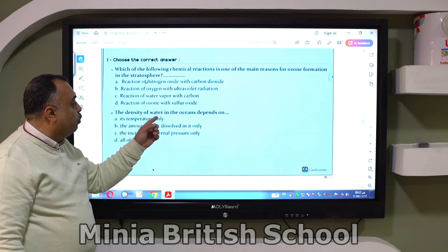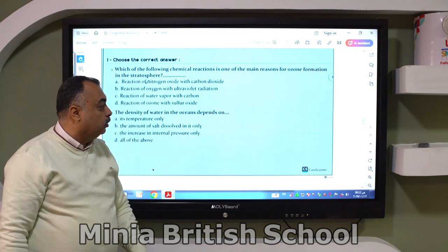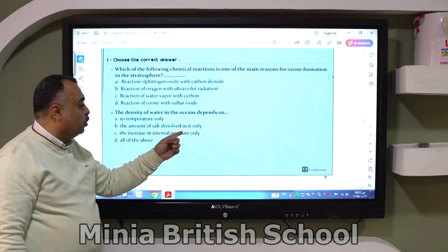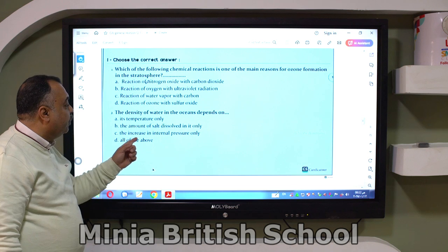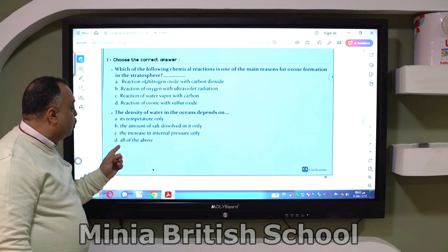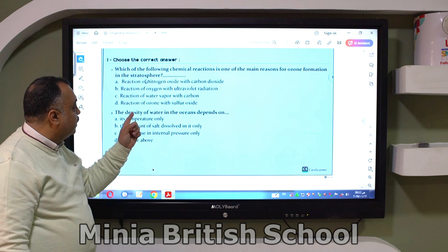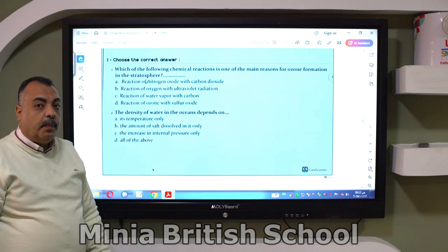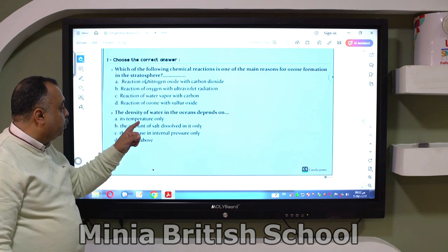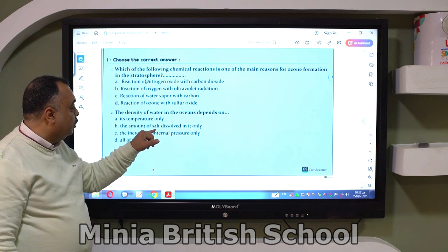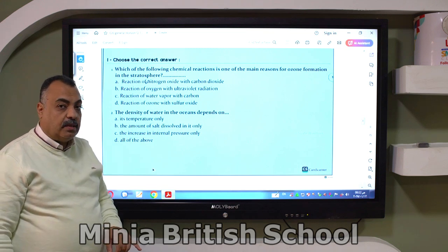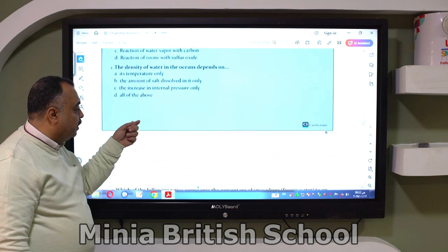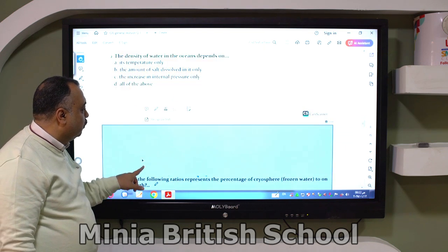The density of water in the oceans depends on its temperature only, the amount of salt dissolved in it only, the increase in the internal pressure only, or all the above. Here, the water density in oceans depends on what? Yes, all the above. Temperature, amount of salt dissolved in it, the solutes, and increase in internal pressure also affect the density of water, so all the above is the answer. The next.